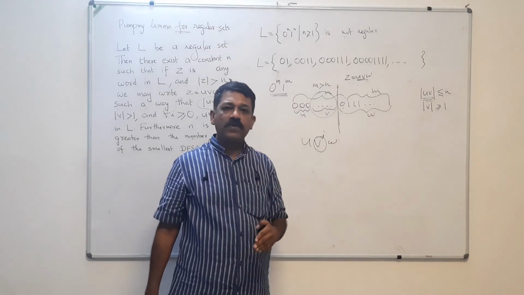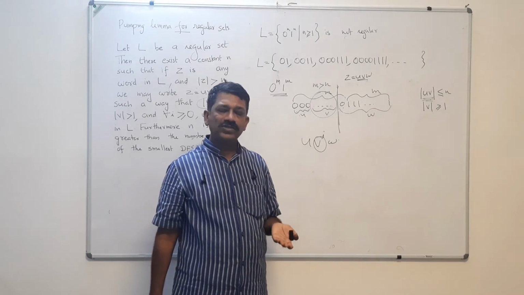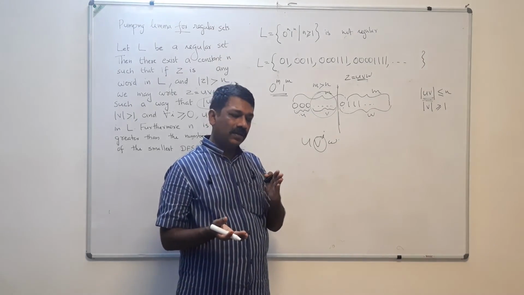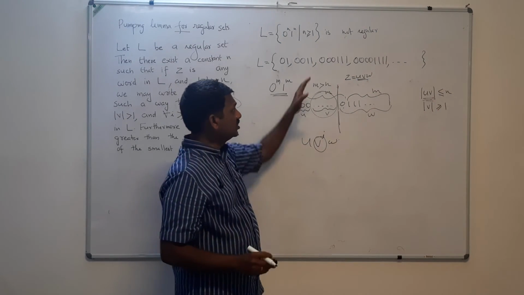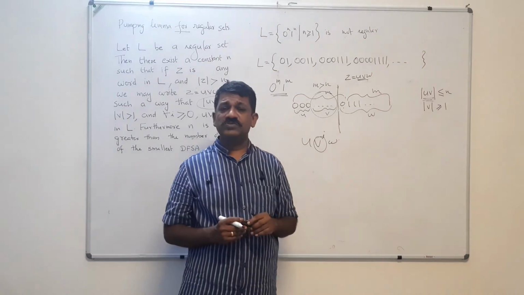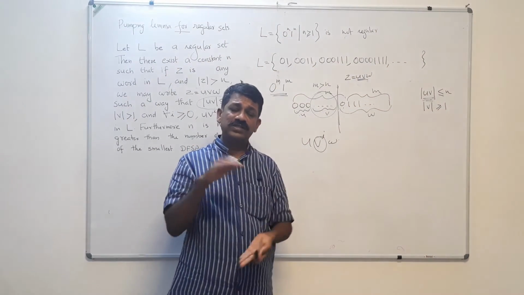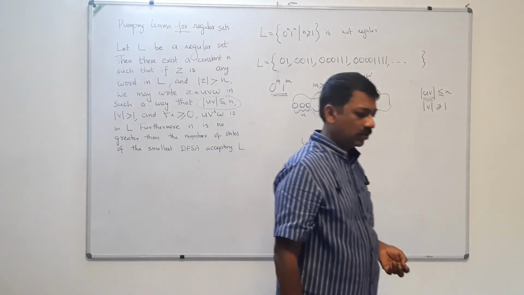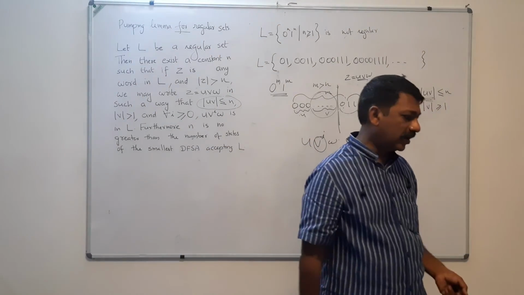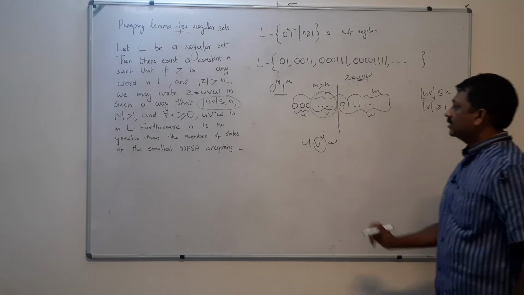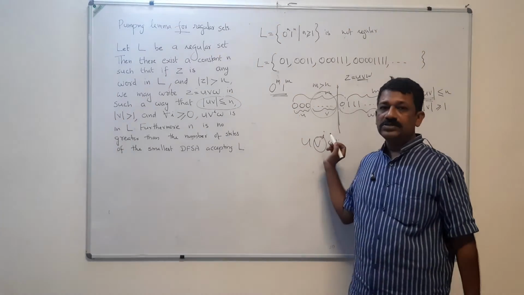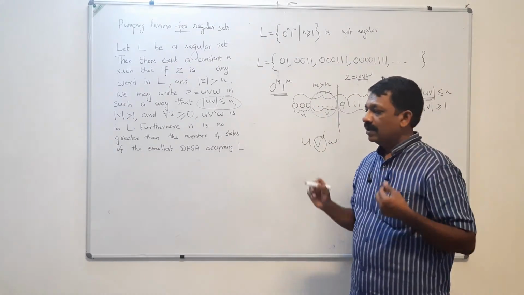So at this point, by contradiction, our assumption is not true. Our assumption is that L is regular. So what is the proof by contradiction? That is, this is not regular.